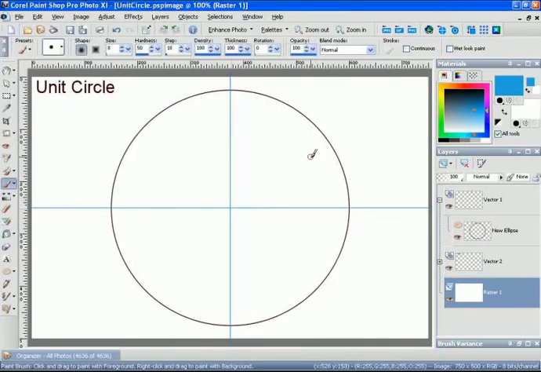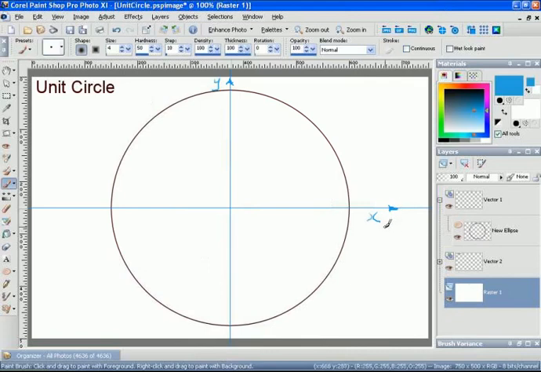What I've drawn here is a circle centered about a coordinate system, and the coordinate system's origin is located right here at the very center of the circle. So x is going to travel in this direction, and y is going to travel in this direction. So positive y is up, and positive x is to the right.